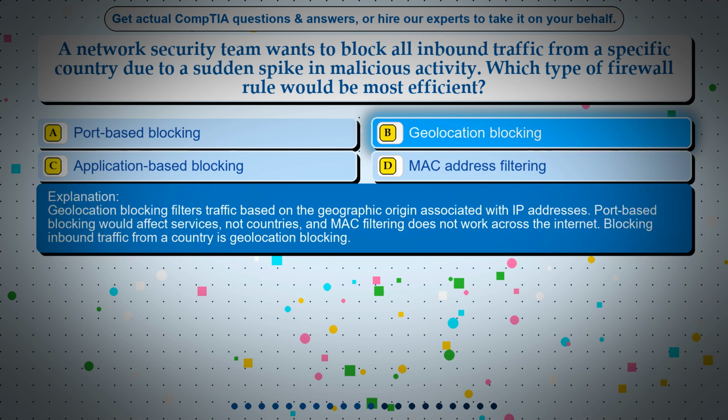Geolocation blocking filters traffic based on the geographic origin associated with IP addresses. Port-based blocking would affect services, not countries, and MAC filtering does not work across the internet. Blocking inbound traffic from a country is geolocation blocking.